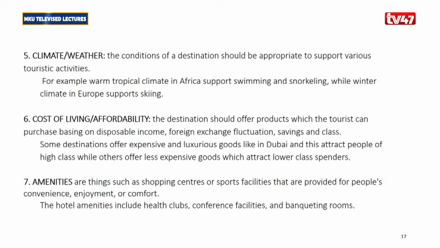Now we have number six: cost of living. Talk about affordability. A tourist will go to a place where he can easily spend money and make himself comfortable and enjoy that place. Different destinations offer different prices in terms of goods and services. Others will avail luxurious, expensive goods. Dubai is a good example of a destination that has expensive goods where people have to spend a lot.